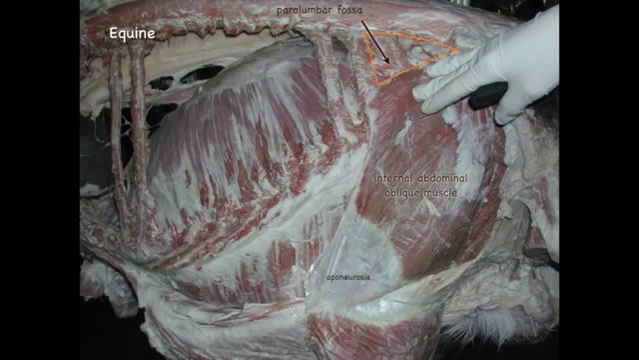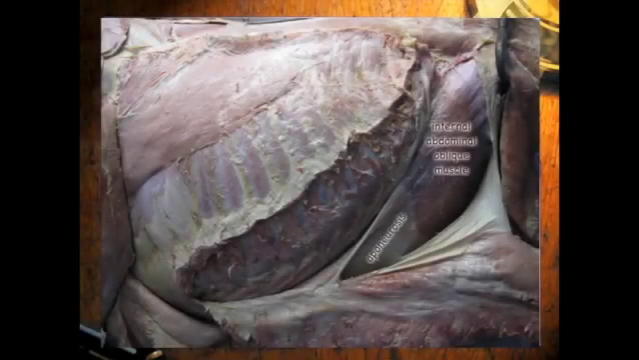Notice that the caudal ventral border is going to be the internal abdominal oblique muscle. So here we have the external abdominal oblique reflected so that we can see that internal abdominal oblique muscle. Remember, the external abdominal oblique muscle fibers were going caudal-ventral in direction. The internal abdominal oblique fibers are going cranial-ventral in direction.